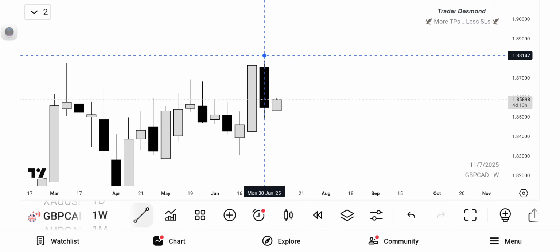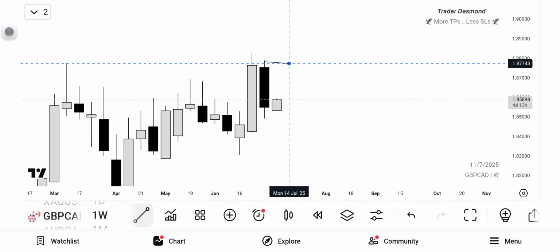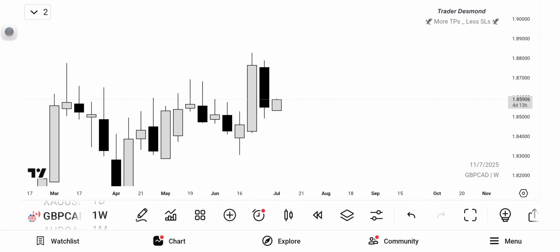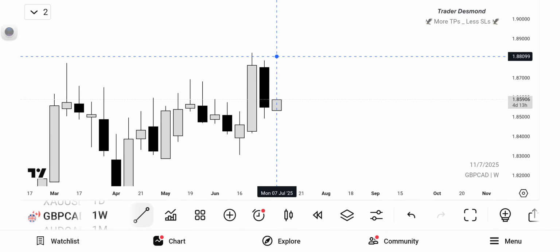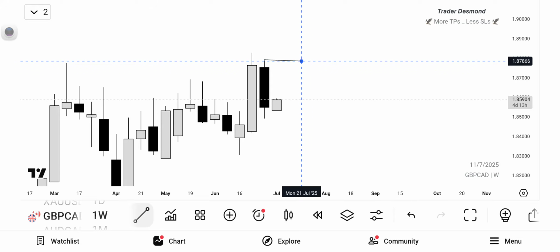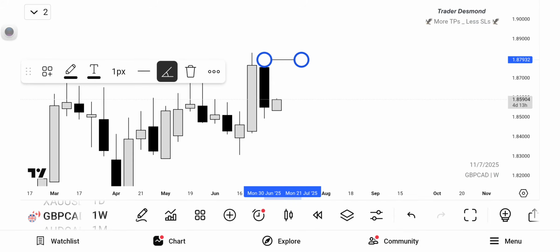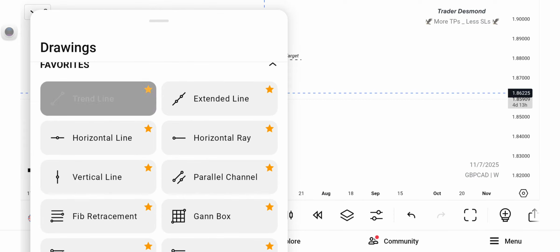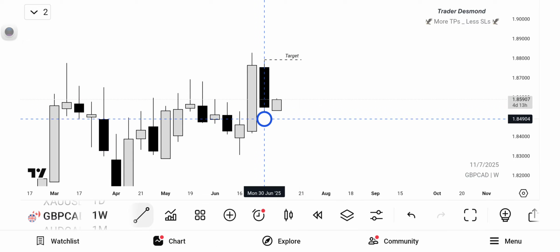On this particular candle, I'll be marking this place here as my weekly candle high, which I'll use as my target. Let me label it so I won't forget. Then mark the low of the candle as well.